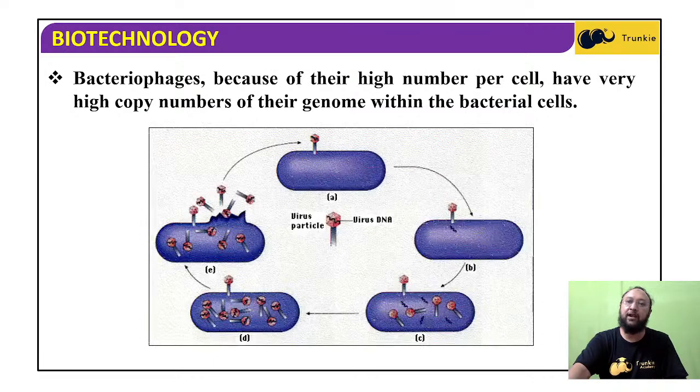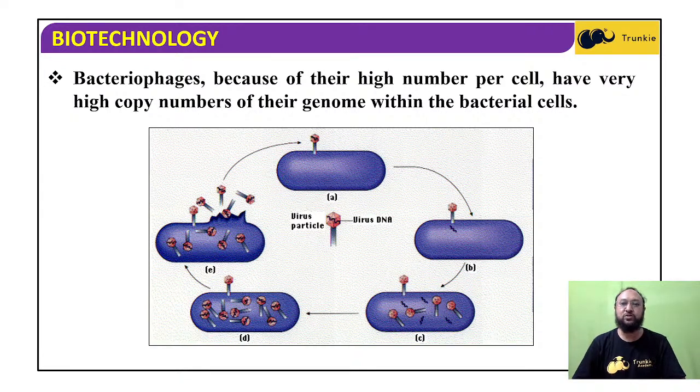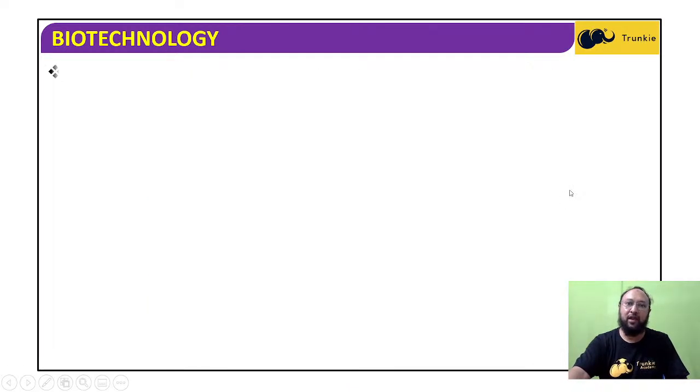Bacteriophages, because of their high number per cell, have very high copy numbers of their genome within the bacterial cell. Here you can see the virus particle and virus DNA. We use this bacteriophage technique for multiplying and getting proper copies of the plasmids, so we can do the biotechnological experiments, or utilize them as per our aim and objective.